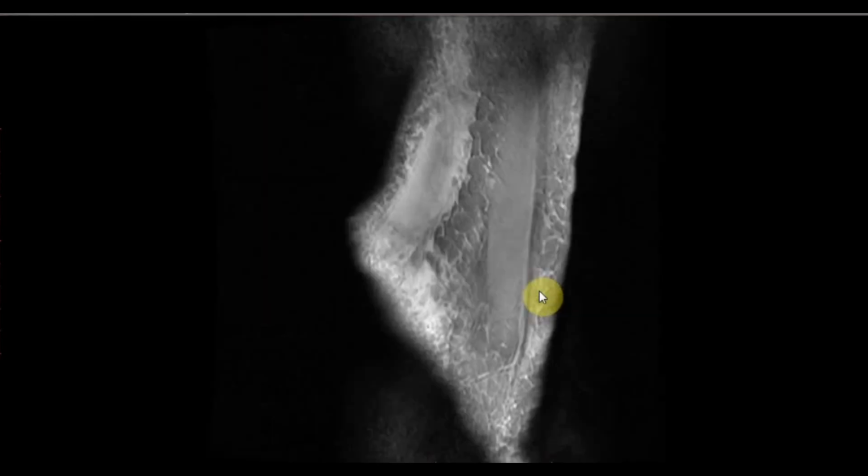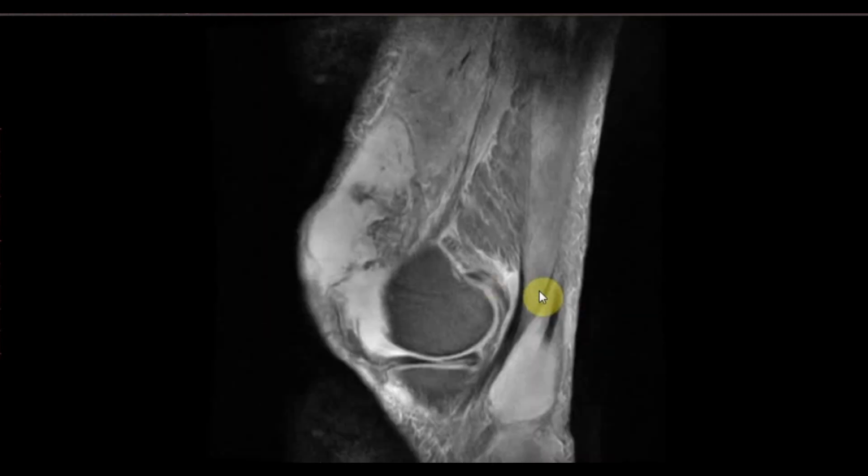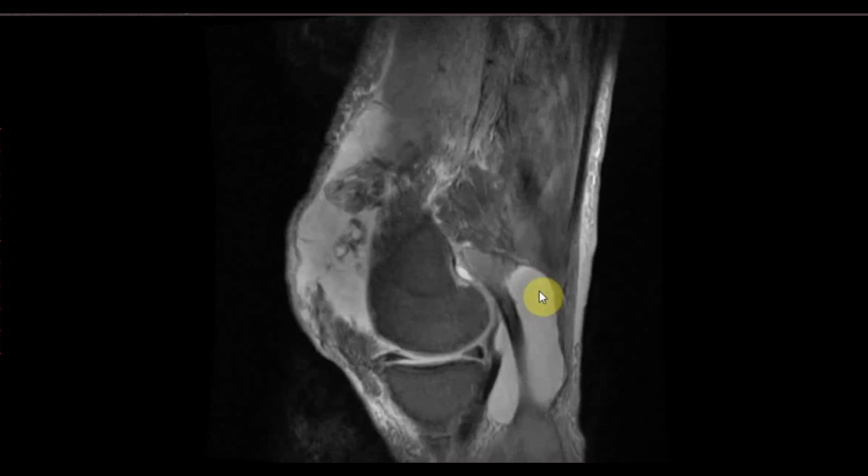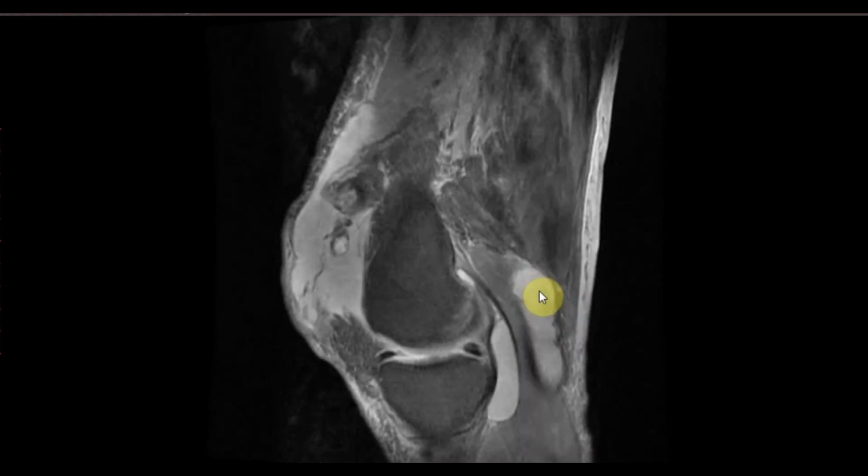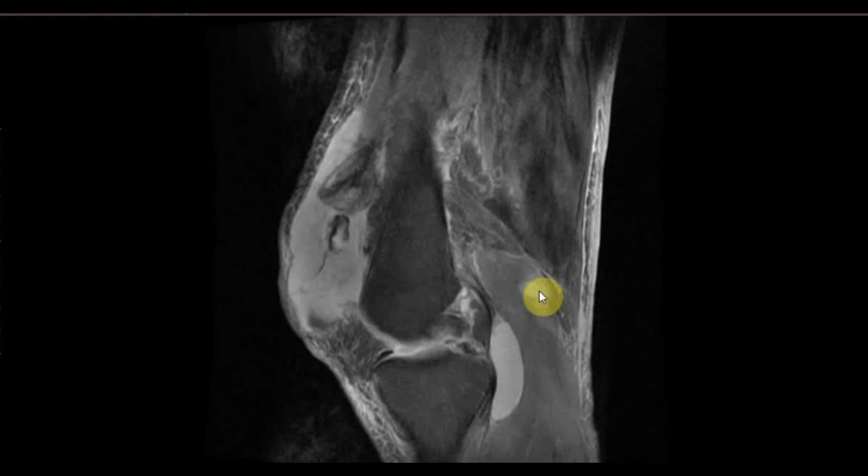Let's move to the next case. This is a case of a 36-year-old male who presented with severe trauma in the knee joint, and this is the sagittal PD fat sat sequence.